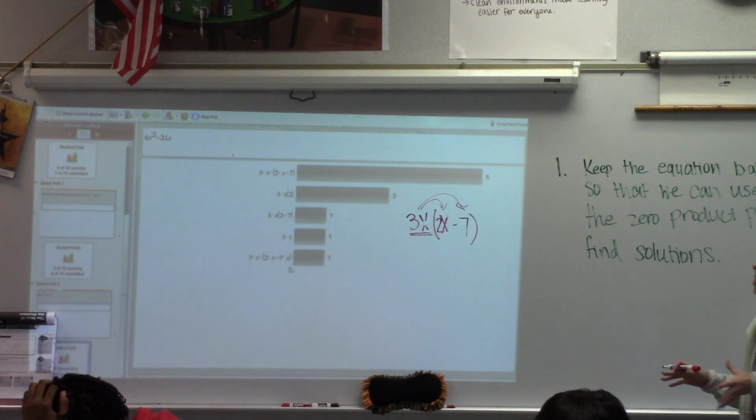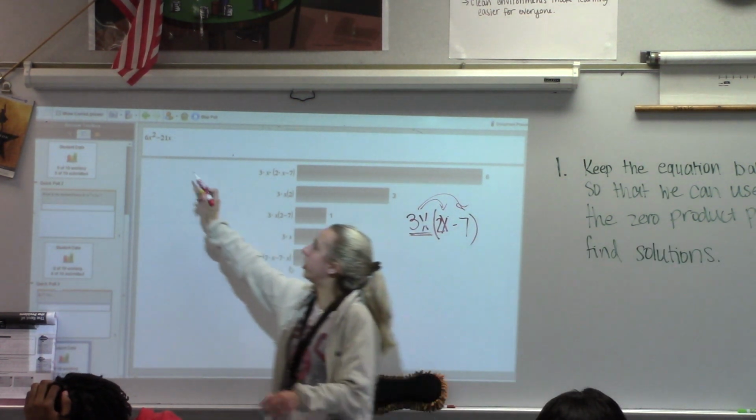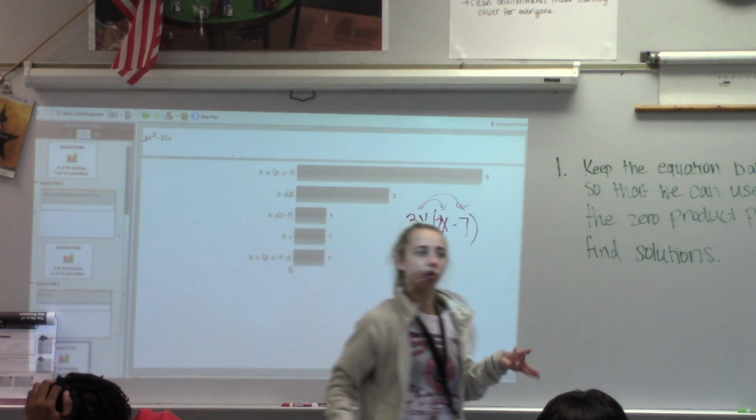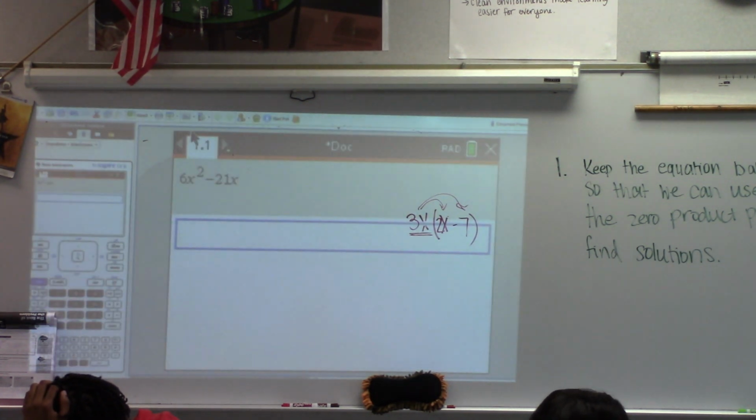Okay, so also make note that the GCF is not always going to be just whatever that first number is. Because this one wasn't 6, because it doesn't go into 21. So you have to look at both of the factors. Okay, so now let's go into the next one.